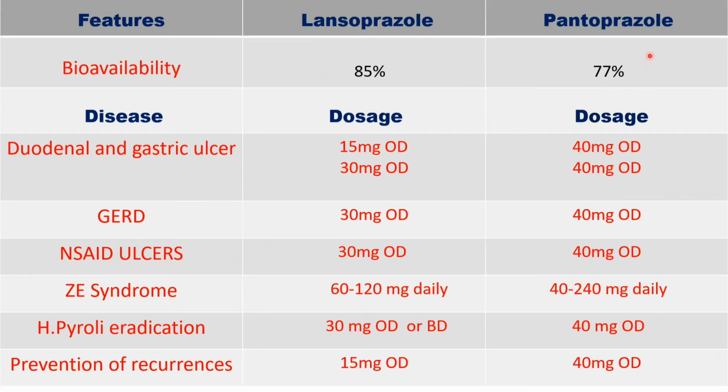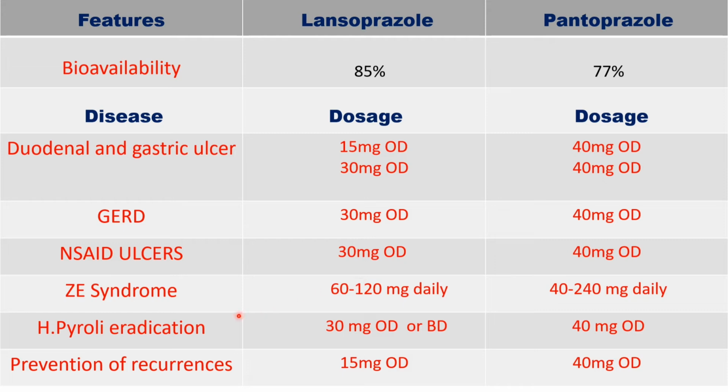Lansoprazole and pantoprazole. Bioavailability of lansoprazole is 85%, pantoprazole is 77%. Duodenal ulcers, the dose is 15 mg OD for lansoprazole, 40 mg OD for pantoprazole. Gastric ulcer, 30 mg OD for lansoprazole, 40 mg OD for pantoprazole. In GERD, lansoprazole 30 mg OD, pantoprazole 40 mg OD. In NSAID ulcers, lansoprazole 30 mg OD, pantoprazole 40 mg OD.